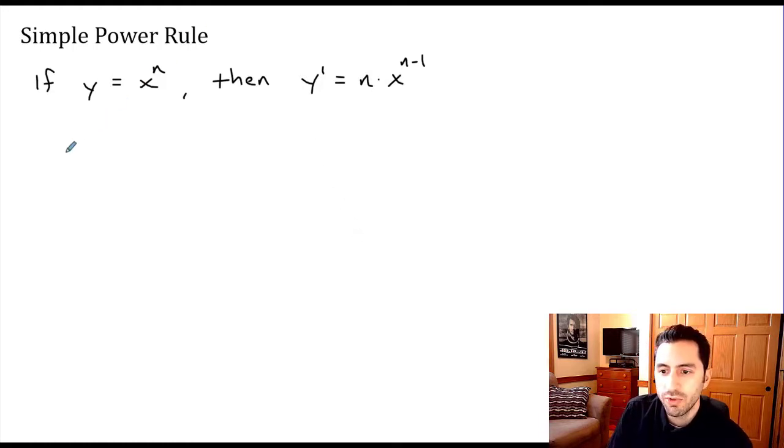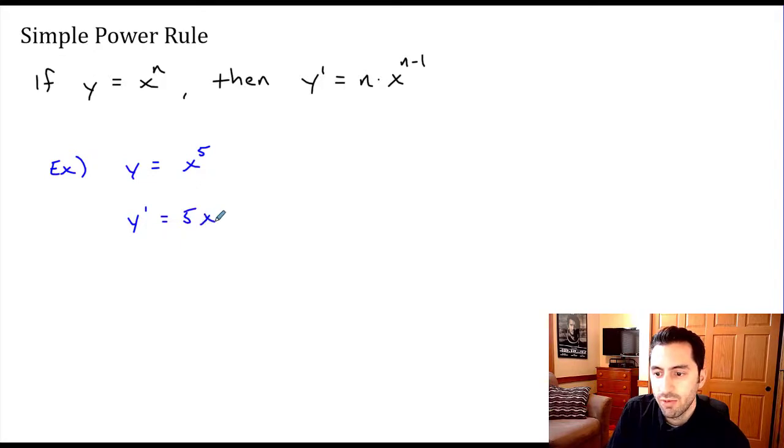So just to give you a couple general examples. Let's say we have y is equal to x to the fifth. The derivative of that, the 5 is going to come down out front, and then I reduce the exponent by 1. So I end up with 5x to the fourth. Or if I have y is equal to x to the 10th. So the derivative, the 10 comes down out front, and we reduce the exponent by 1, so we end up with 10x to the 9th.